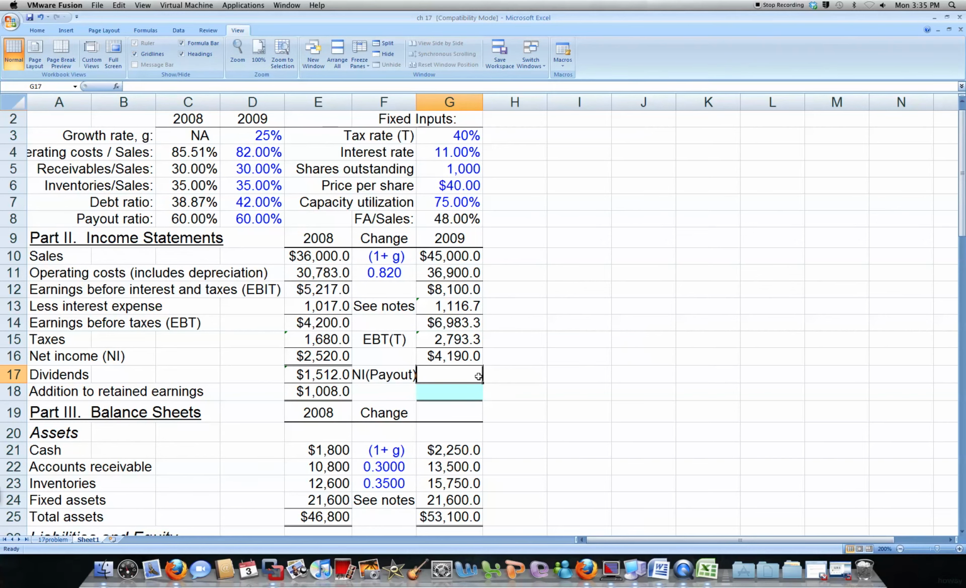equals our net income. Okay, now to find our dividends, we look at our dividend payout rate, which is 60%. So we're paying 60% of our net income to dividends. So we say our net income times 60%, and for retained earnings, we'll have what's left over. So we just subtract our dividends from our net income. Okay, so now we've finished our income statement.